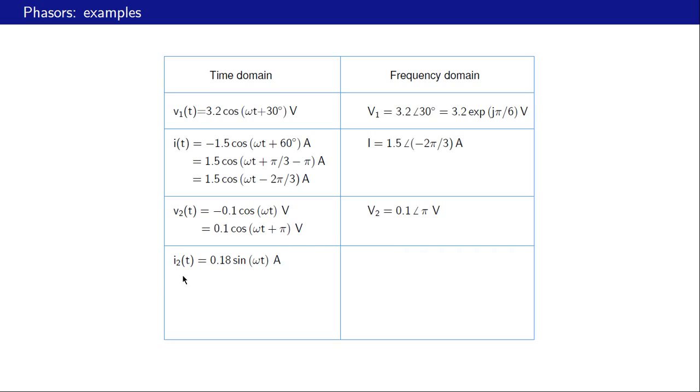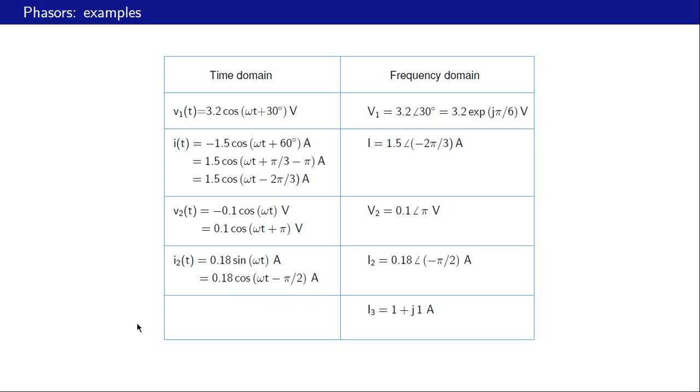Next we have I2 of t equal to 0.18 sine omega t. Now we require cos over here, not sine, so therefore let us rewrite this expression as 0.18 cos (omega t minus pi by 2), and now we can write the corresponding phasor like that. I2 equal to 0.18, that is the magnitude, angle minus pi by 2, so that is the angle.